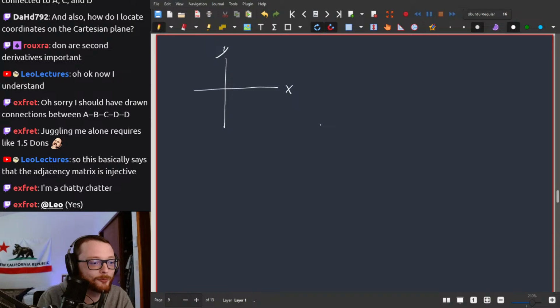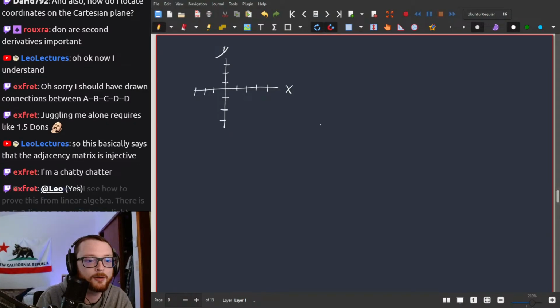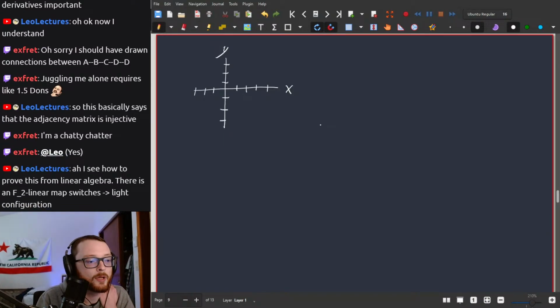And so, Roxra, I'll talk more about second derivatives in a minute. HD, so coordinates on the Cartesian plane. This is the traditional way of drawing a Cartesian plane with x and y axes. These tick marks should be evenly spaced, but I don't have that good of an eye. Each of these tick marks represents a spacing of 1. So along the x, this is +1, +2, 3, 4. We can go to negatives, and same thing with the y's: 1, 2, 3, -1, -2, -3.